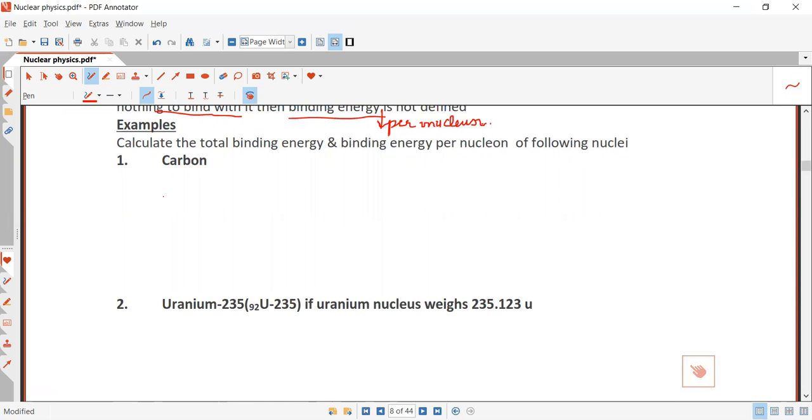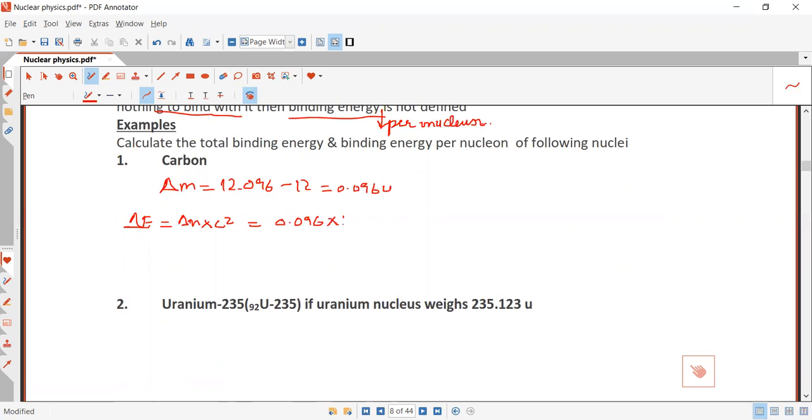Okay. So examples: carbon. Students, we saw that the mass defect for carbon was 12.096 minus 12 u, so it was 0.096 u. If you want to calculate the binding energy of carbon, delta E is equal to delta M times c squared. So what is delta M?